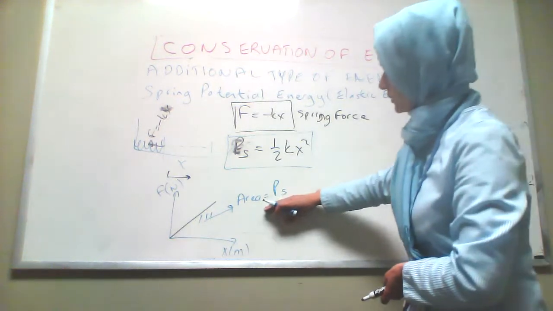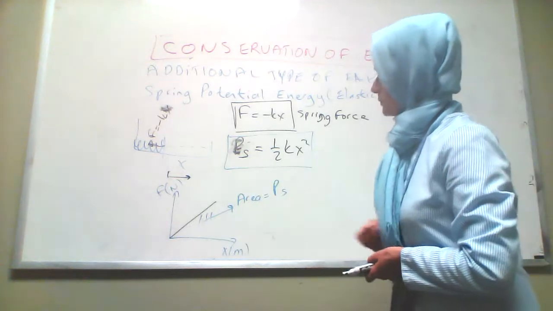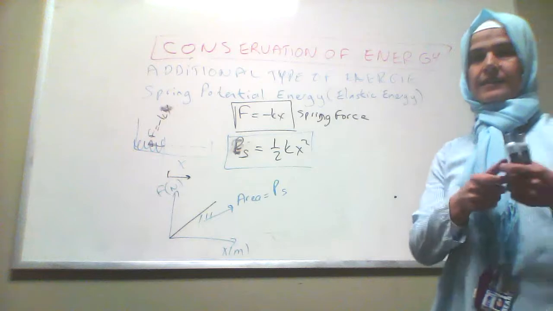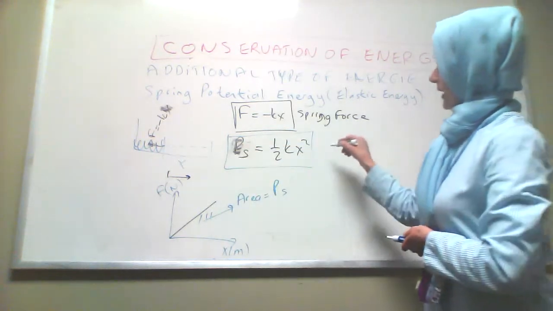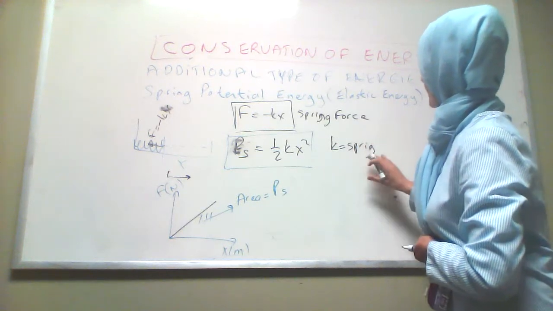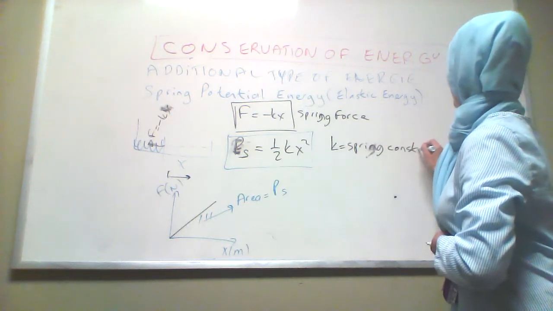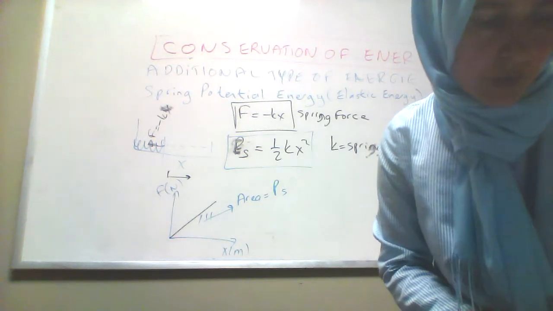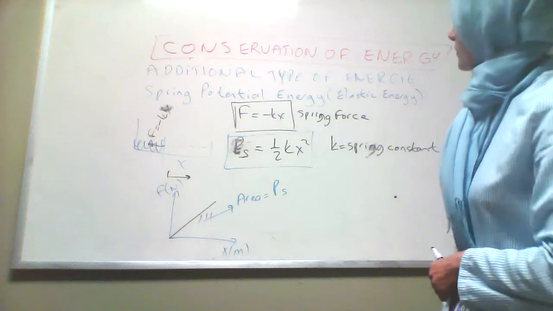Sometimes it's also called U spring in your book, or E spring. S stands for spring potential energy. It's also called elastic energy, because if you have an elastic and pull it, it works like the spring. And k here is the spring constant. So if we have a spring, the value of spring constant should be given to us. It's intrinsic to the type of the spring, and it's constant. This is one type of energy.